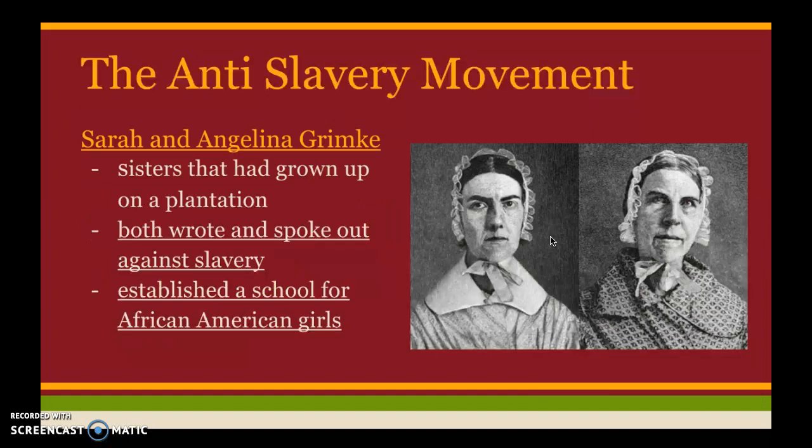Sarah and Angelina Grimke were sisters that had grown up on a plantation in South Carolina. But they themselves were Quaker abolitionists. So as they grew older and began their public life, they both wrote and spoke out against slavery and together established a school for African American girls.